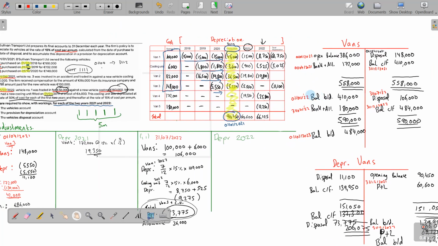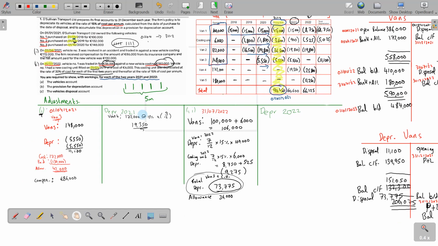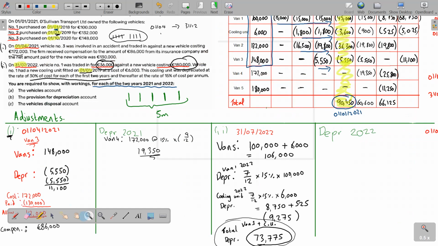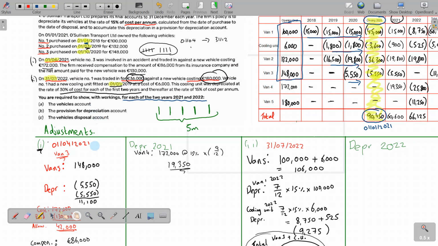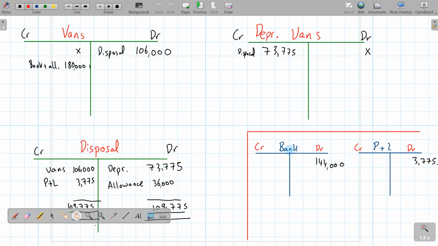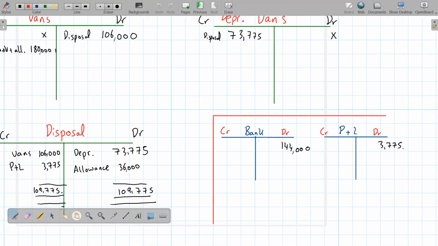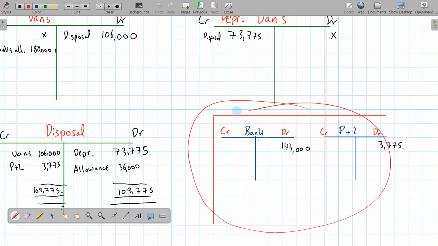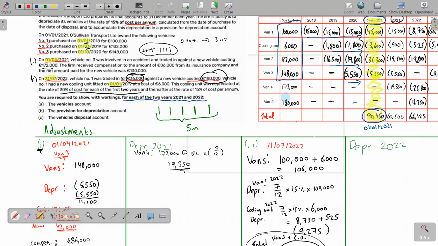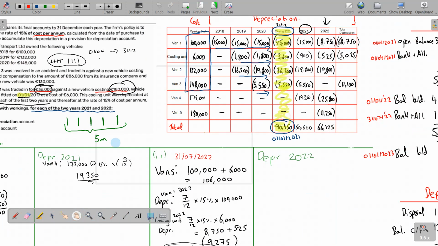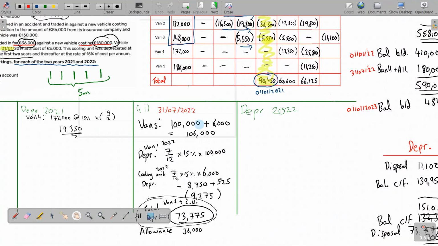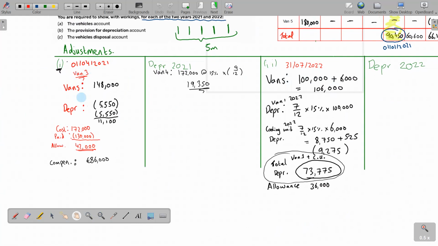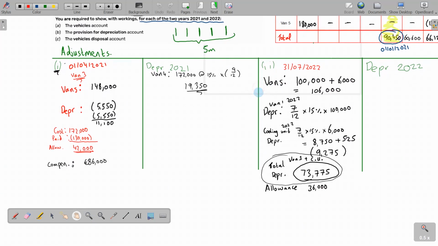Just kind of what you get in a Leaving Cert question. Might be missing a few intricate details that they'd add in. Now we only have to do a vehicle account, provision for depreciation account, and a disposal account. When I was introducing my bank and my P&L over here, it was just for explanation purposes. Really, we shouldn't be doing any T accounts except for the ones at the end. Otherwise, we'll be going way too slow. A lot of the adjustments can be done by jotting them down and then throwing them into the T account as we go.